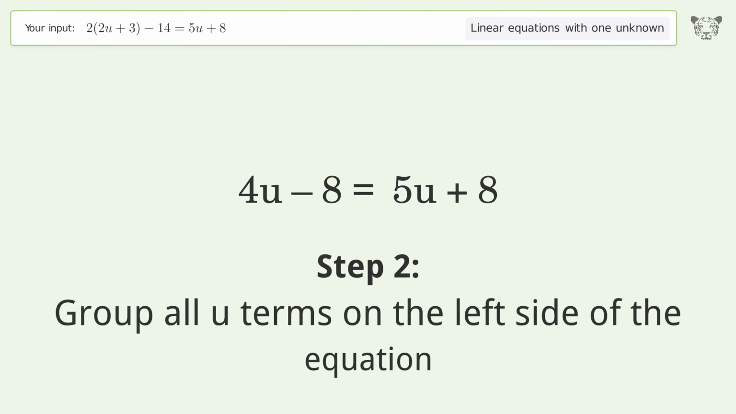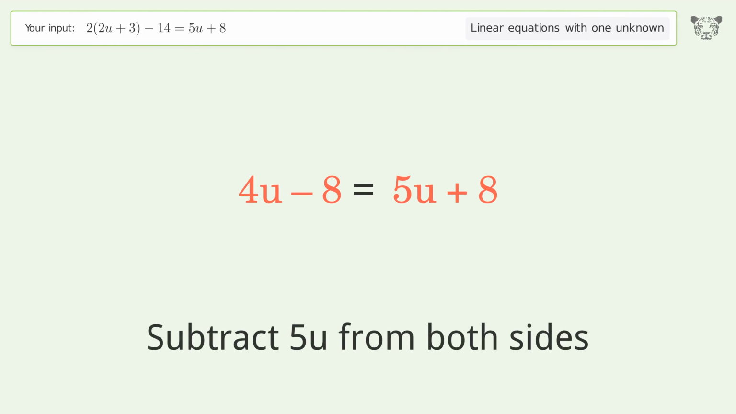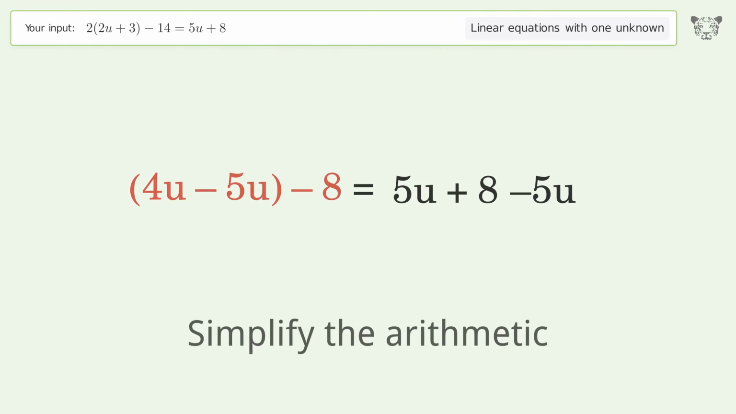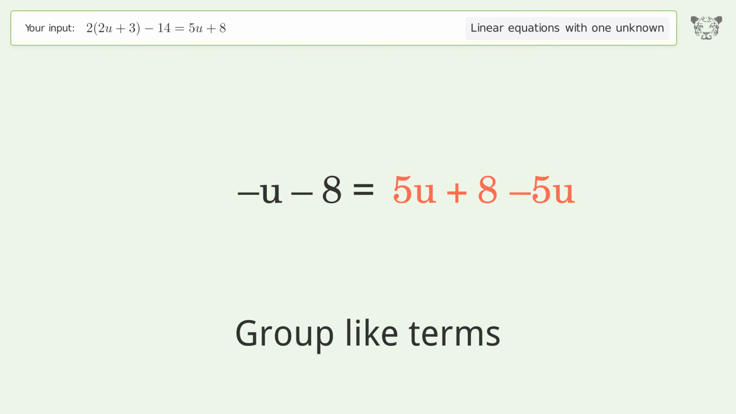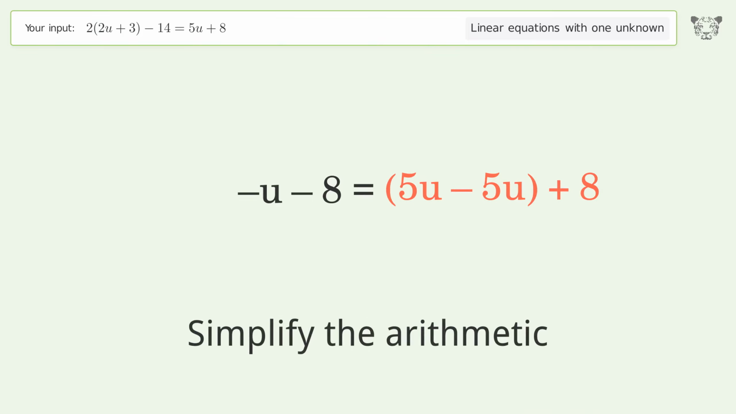Group all u terms on the left side of the equation. Subtract 5u from both sides. Group like terms. Simplify the arithmetic. Group like terms. Simplify the arithmetic.